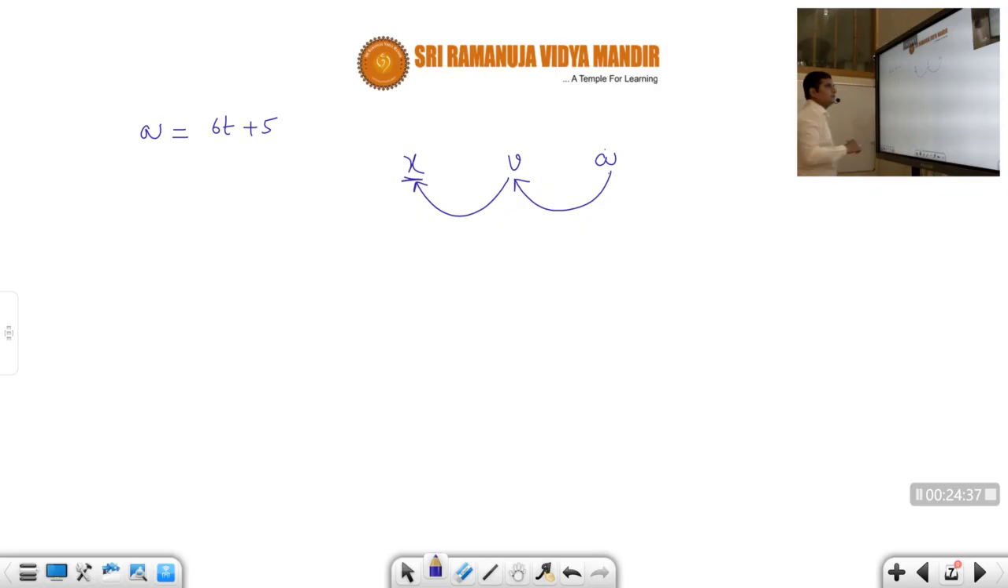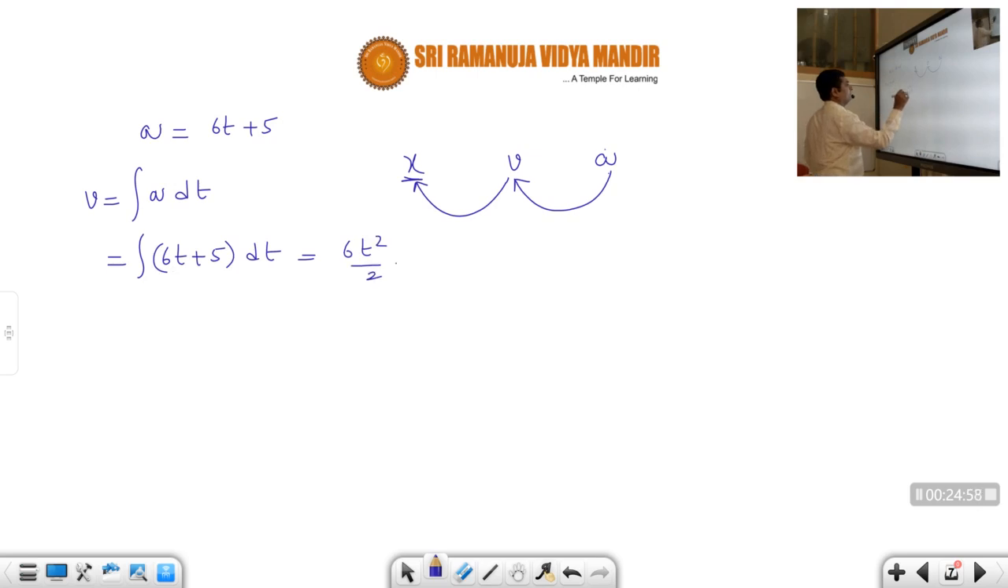This is actually displacement, but if the body travels in a straight line, the distance and displacement will always be the same. So first let us calculate v is equal to integral of a dt. So that is equal to the integral of (6t + 5) dt, which is equal to 6t square by 2 plus 5t plus c.